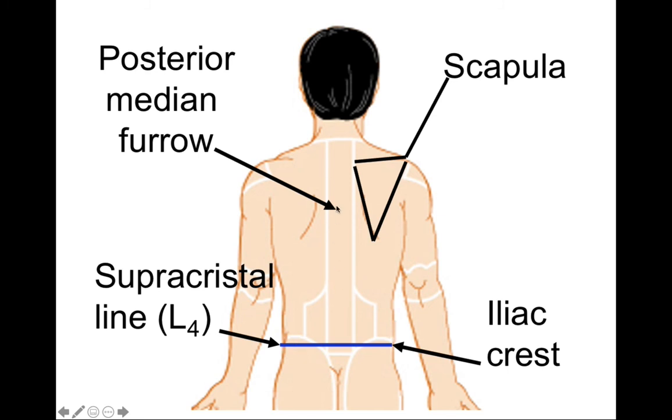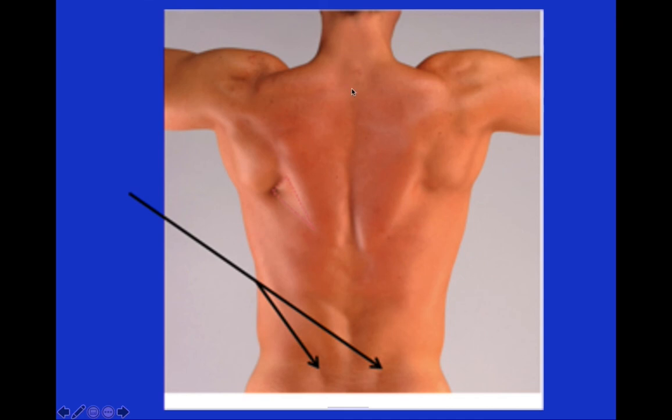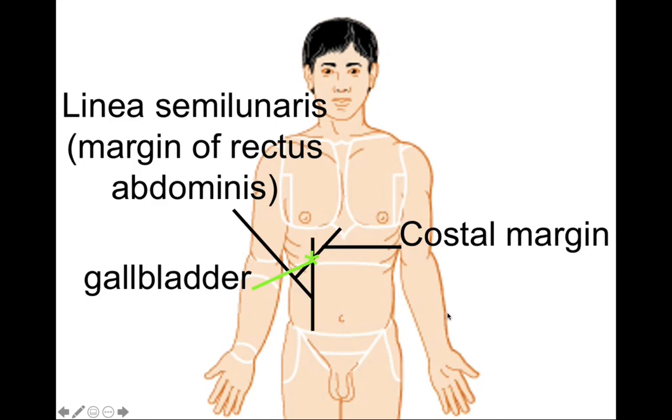Coursing up the center of the back, we'll have the posterior median furrow. And the posterior median furrow is this indentation or trench that lies along the center of the back. You can see the impression of the trapezius muscle shown here, and we'll find the posterior median furrow shown right in between.